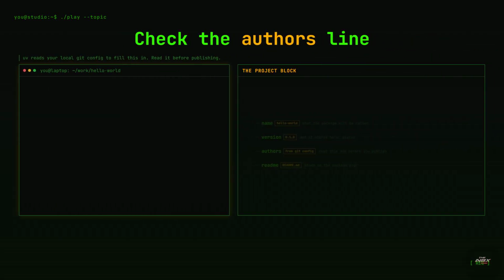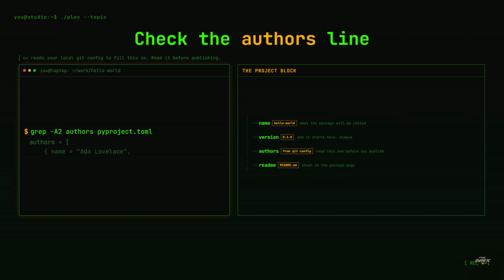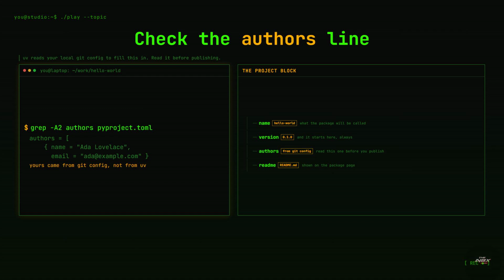Name and version identify the project. Description and README are for humans. Authors is written from your local Git configuration, so check what landed there before you publish anything. That line goes out into the world with your package.